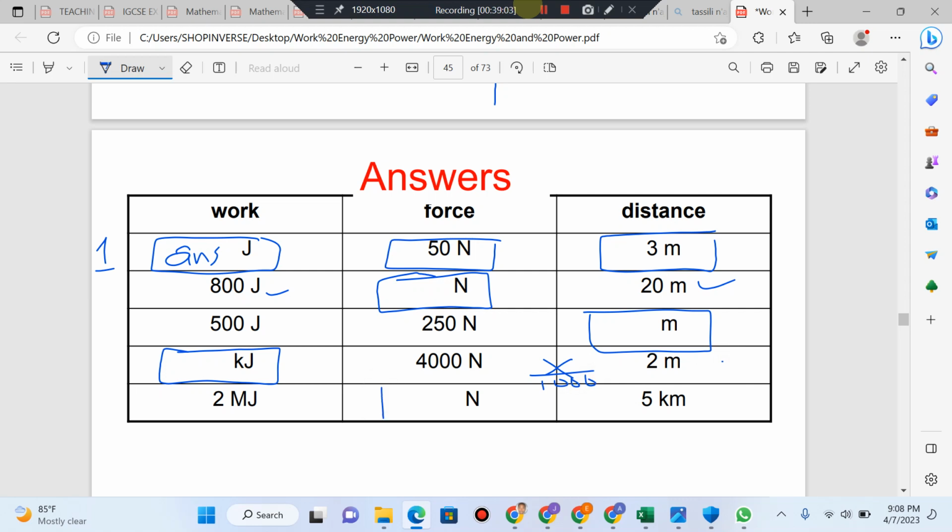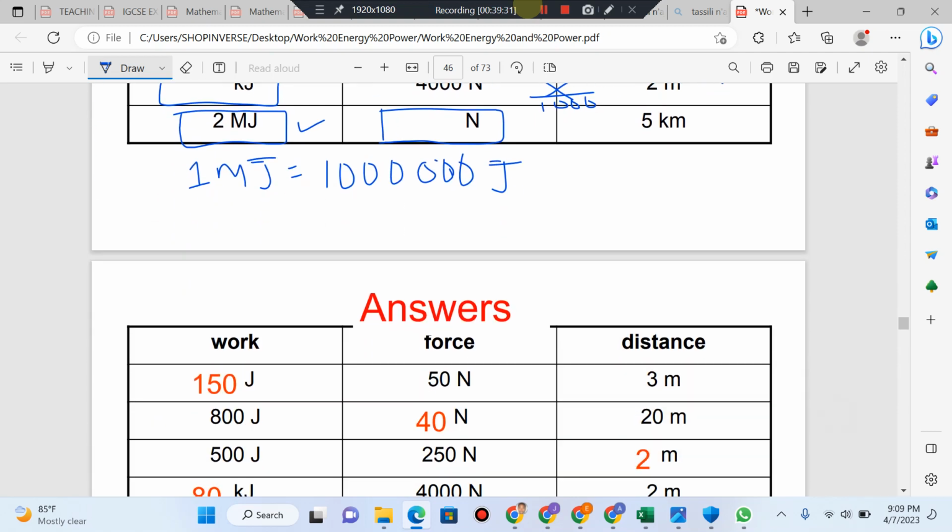So you can solve all of this yourself. And question number five, you have to calculate the force in Newton. The work was given to you in megajoules. Take note that 1 megajoule is equal to 1 million joules. That means these 2 megajoules will be 2 million joules. So you can solve this question now. So pause this video and solve all these 5 questions, and you compare your answers with what you see on the next slide.